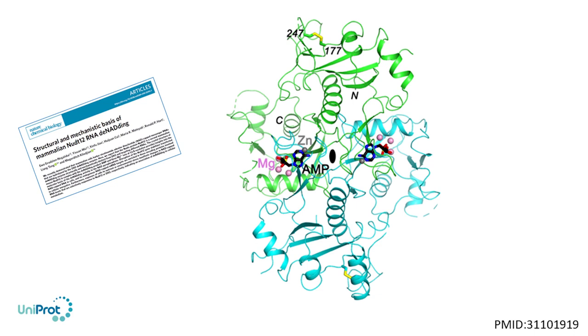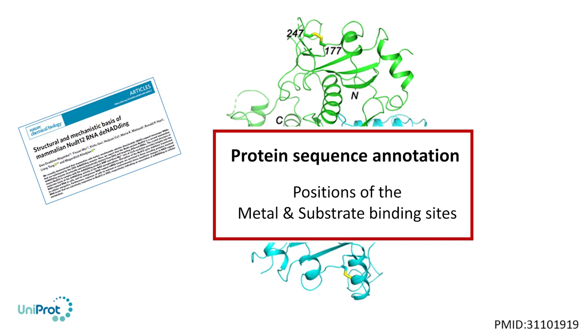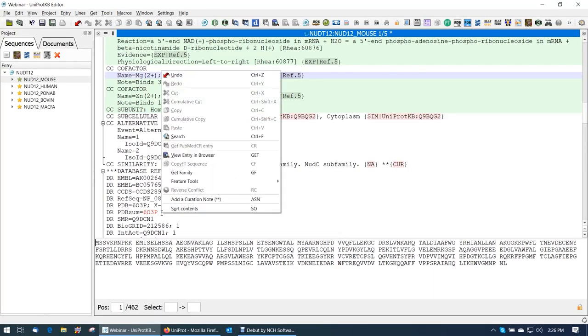According to this data, we can annotate the positions of the metal and substrate binding sites. We check that the positions of the binding sites described in the article correspond to the ones present in the structure, and we pay attention to only annotate those binding sites which are biologically relevant. This is done with the help of the PDBsum resource from the EBI.